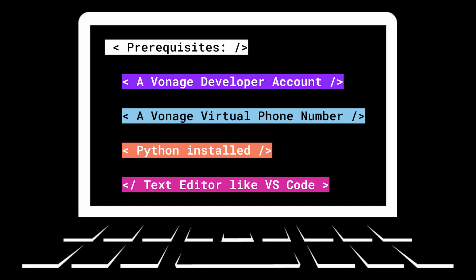You're going to need just 3 things to get started: a Vonage developer account with a virtual phone number, Python installed on your machine, and a text editor like Visual Studio Code. Check out the episode notes for links to help with these prerequisites.